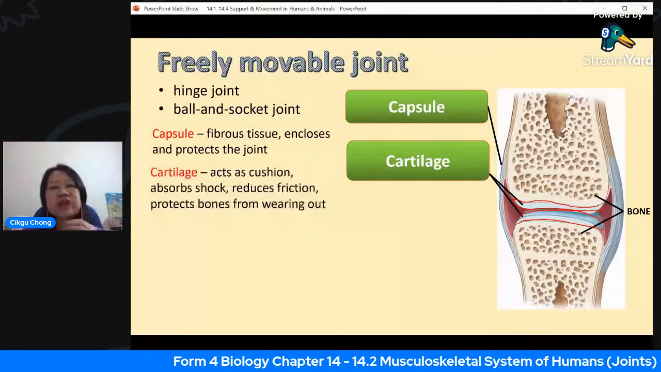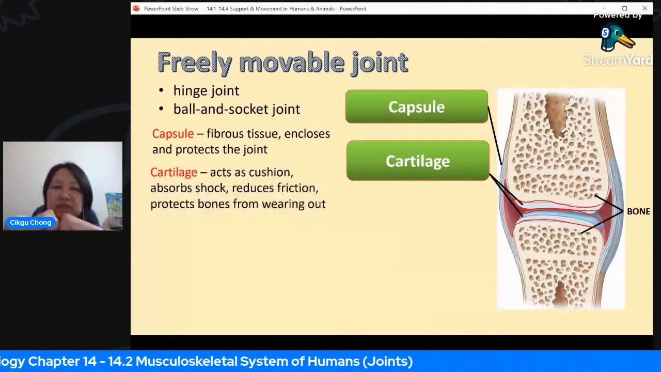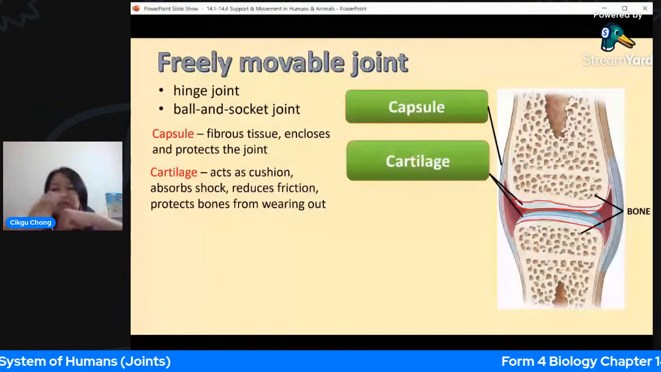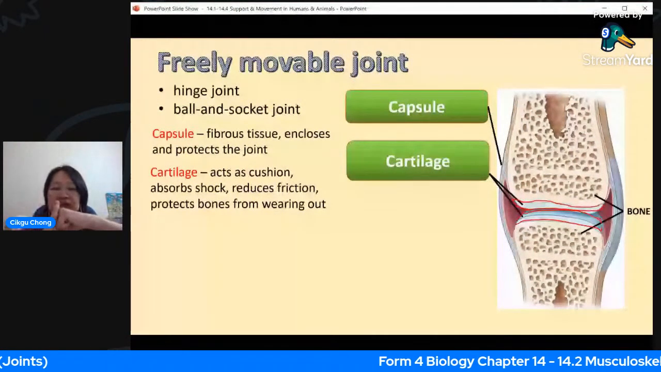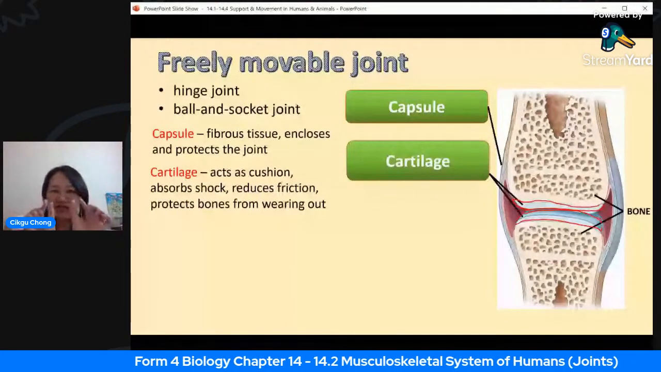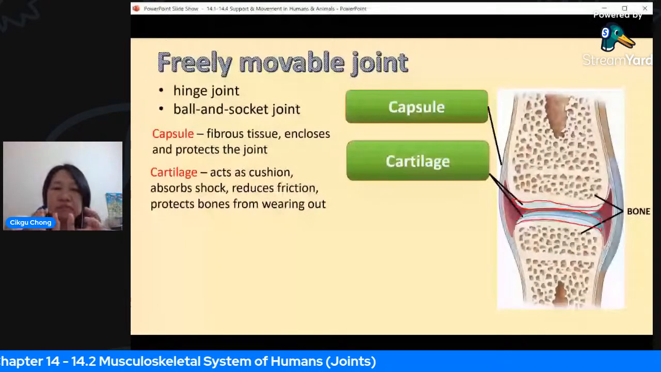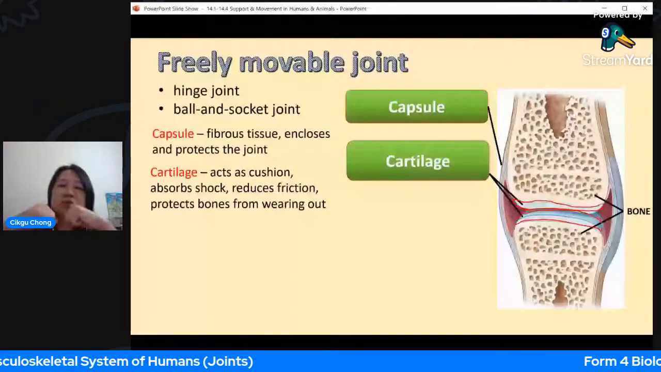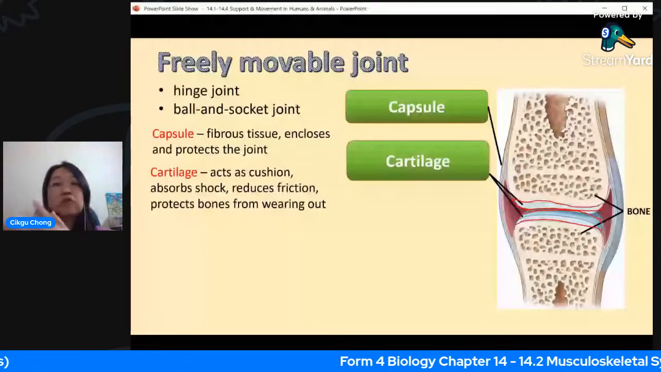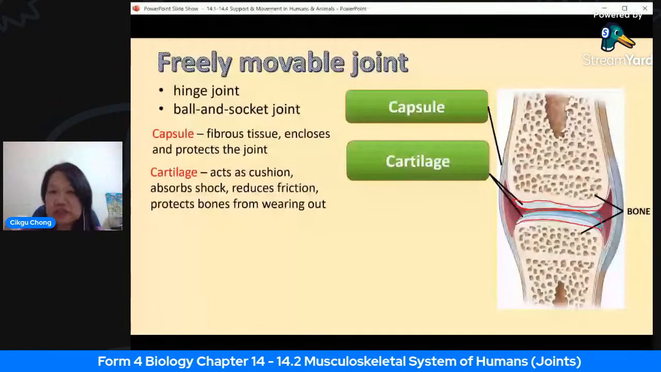It also acts as a cushion. It absorbs shock. It reduces friction, and it protects the bone from wearing out. Because when you have friction, the surface will be rubbed away, so it becomes thinner and thinner, and your bone will become shorter and shorter. That will be a bad thing to happen. So you have something to prevent your bone from being eroded. You have this cartilage to protect it.